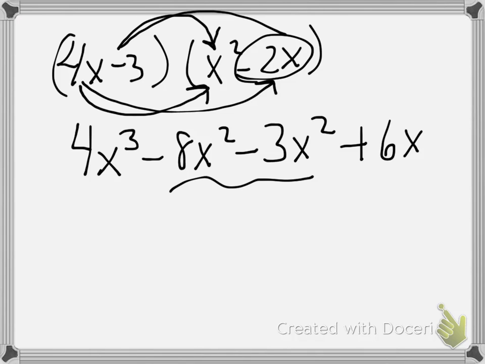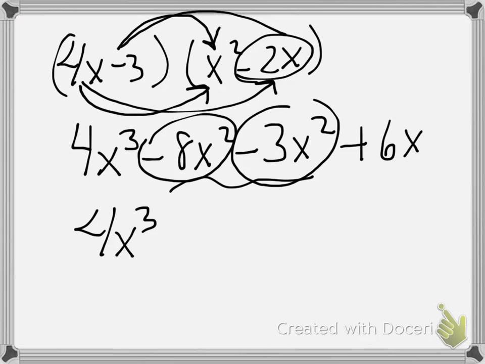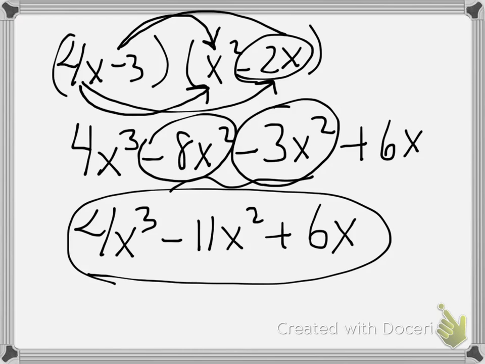I can put these together. So 4x cubed, a negative 8x squared, and a negative 3x squared is a negative 11x squared. Remember, those signs get tricky. And that's my final answer.